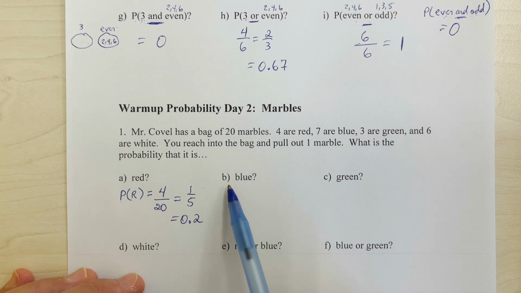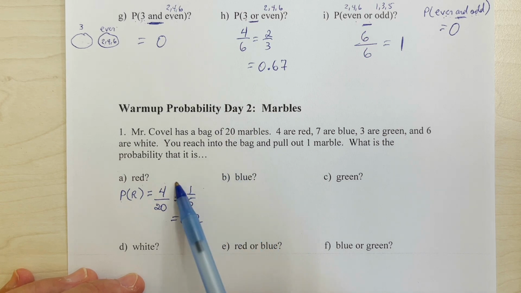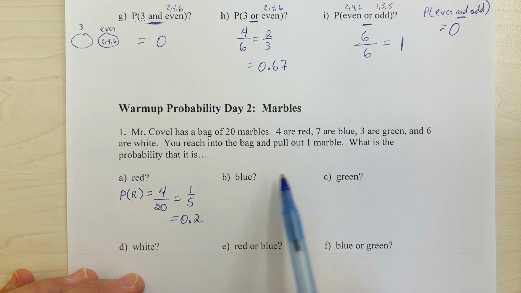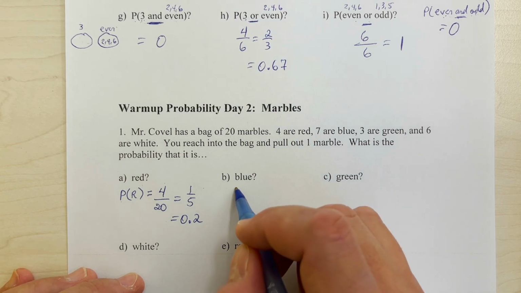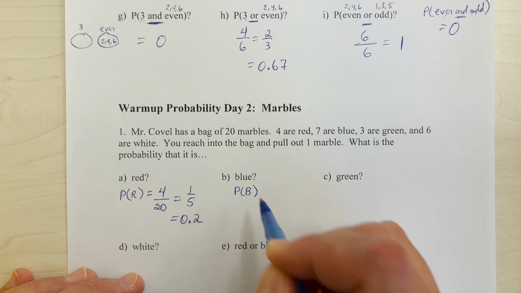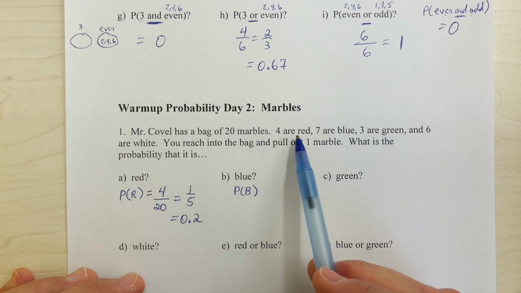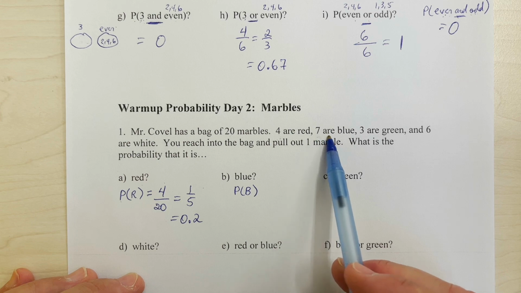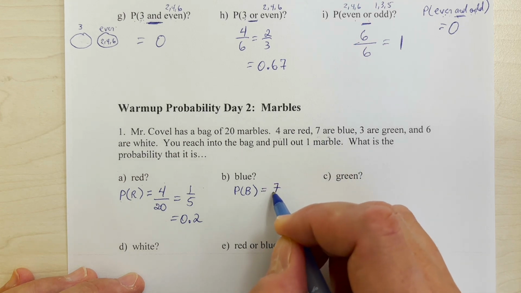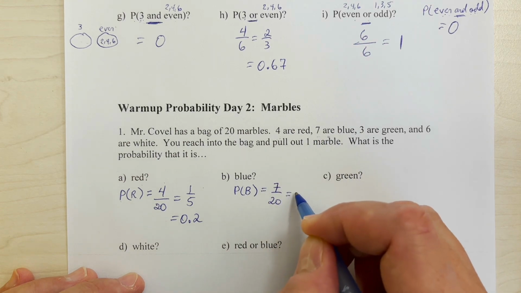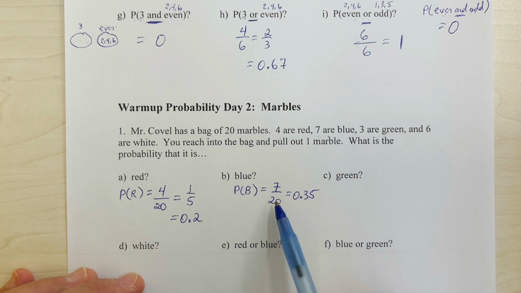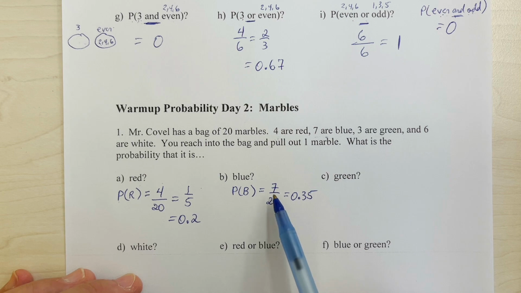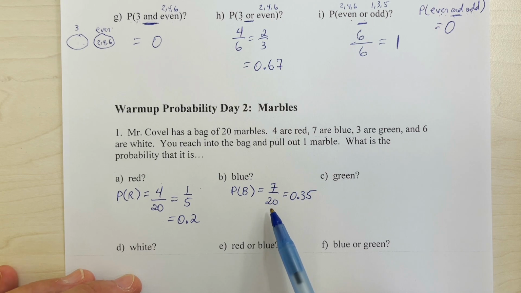What's the probability? Now, let's assume here that the marble goes back, okay? So each time we do this problem, we're starting with our 20. What's the probability that the marble is blue? Well, how many blues do we have? So there are 7 ways to be successful out of 20, which is 0.35. This 7 out of 20 is already simplified, so I can leave it as that.